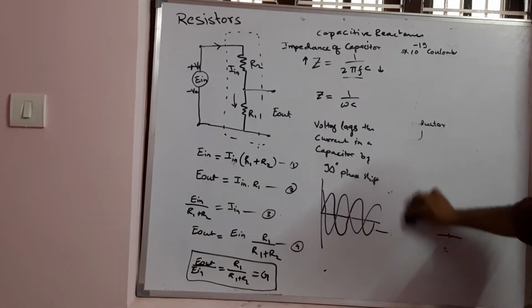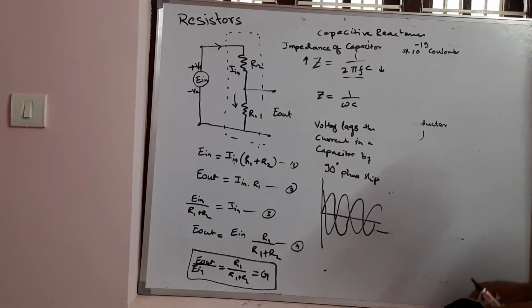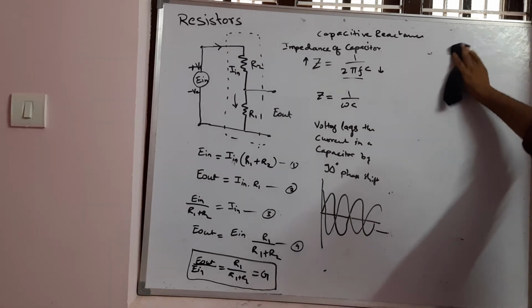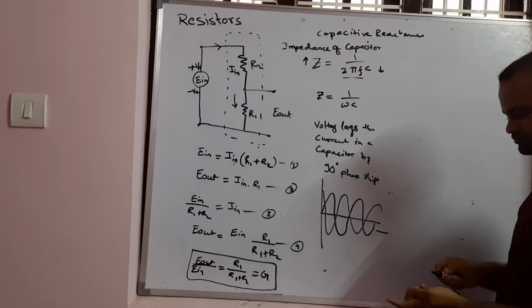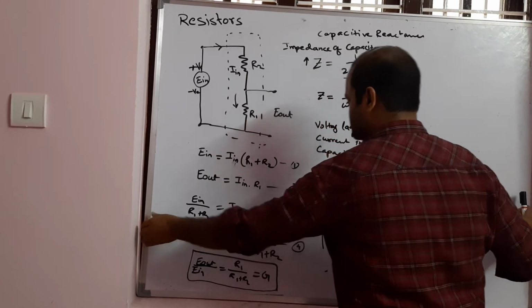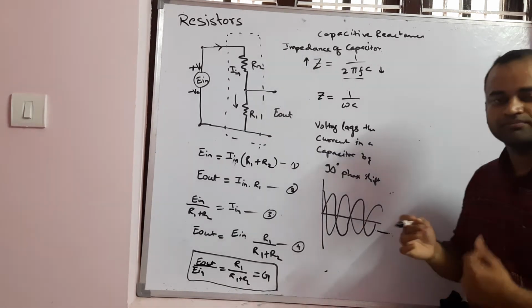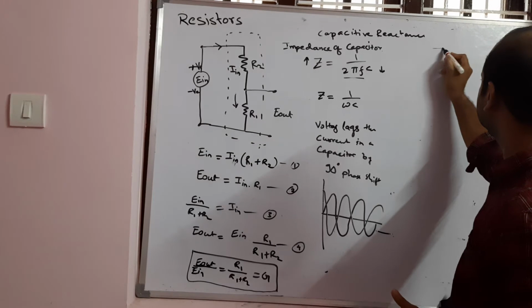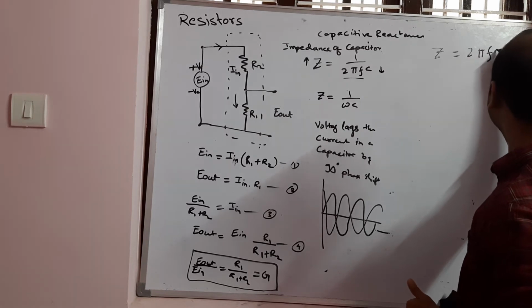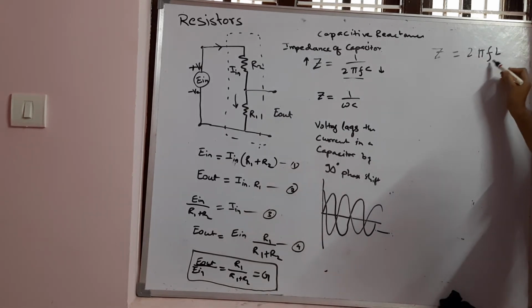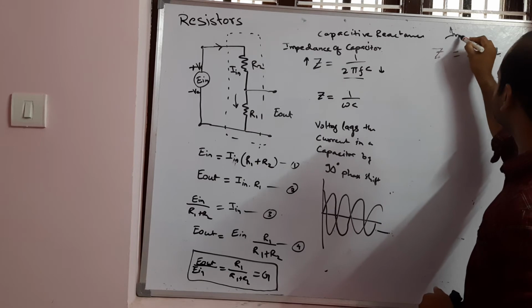let us discuss the inductor. The impedance in an inductor can be defined by an equation known as Z equal to 2 pi F L, where F is the frequency, L is the inductance of that inductor. So this is also known as inductive reactance.